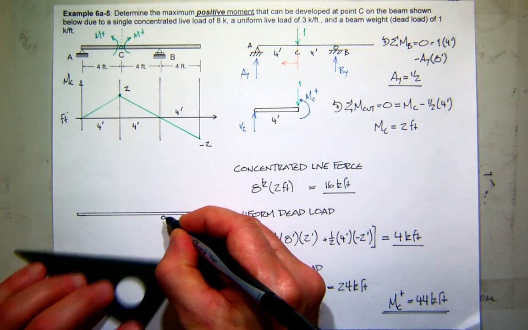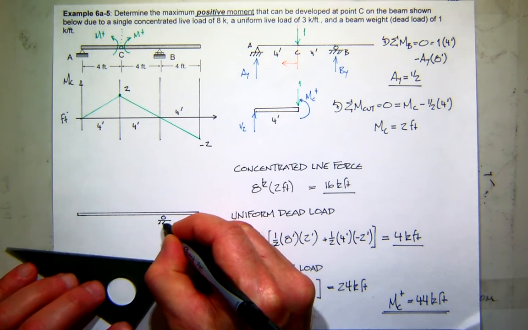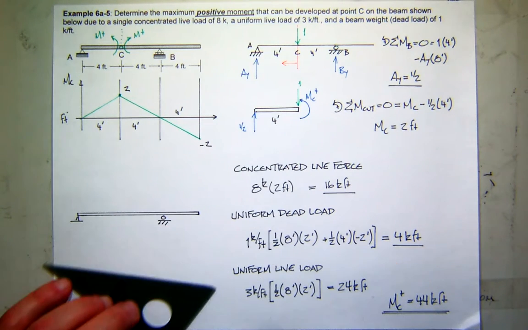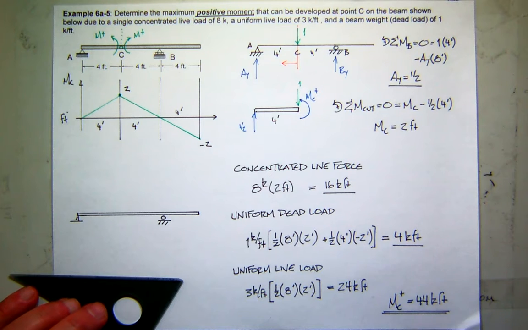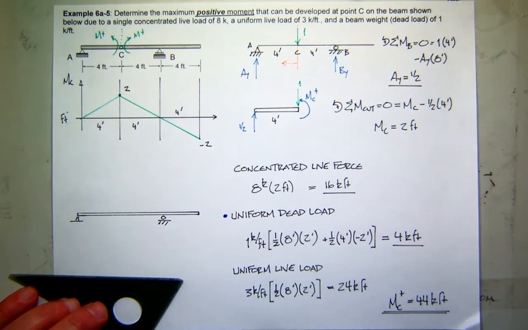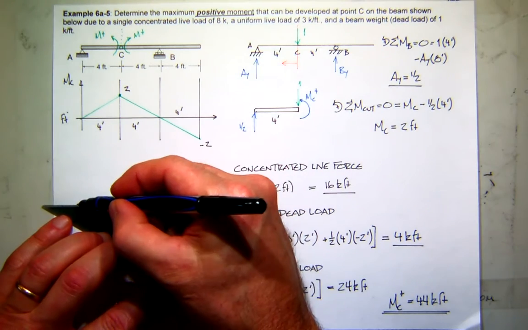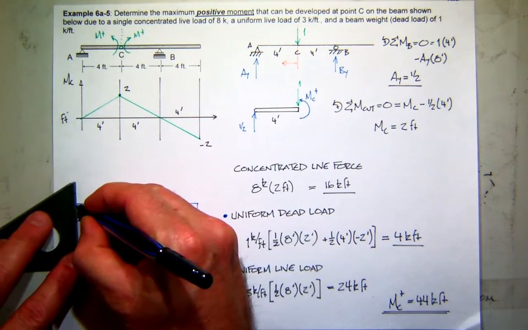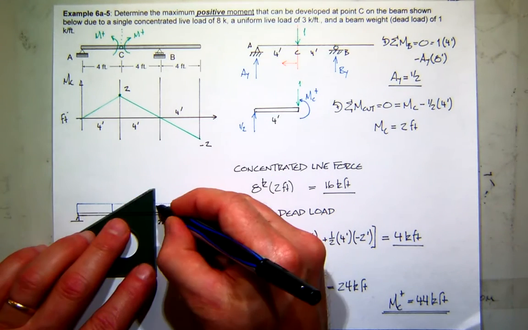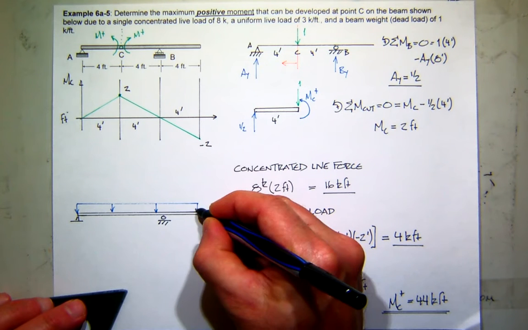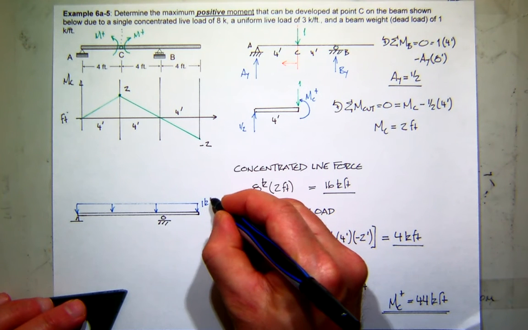So this is what I've got. I've got my roller. And I've got my pin. So first thing I'll do is I'll color code these. So let's do the uniform dead load in blue. So that's going to go across the whole structure. So there's my dead load. And that was 1 kip per foot.